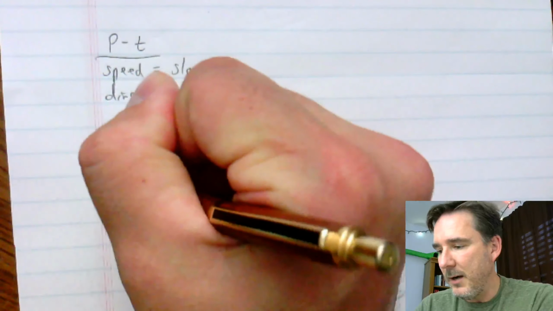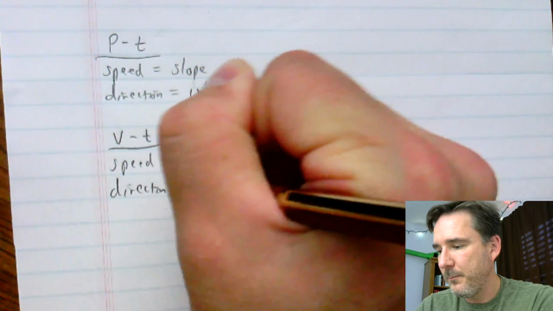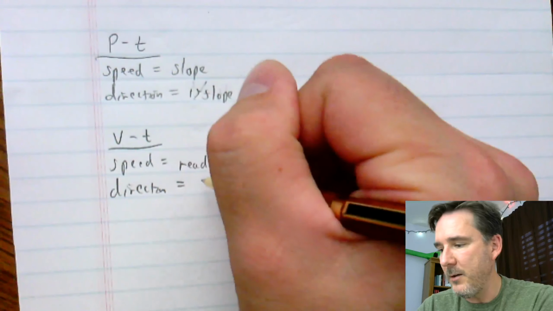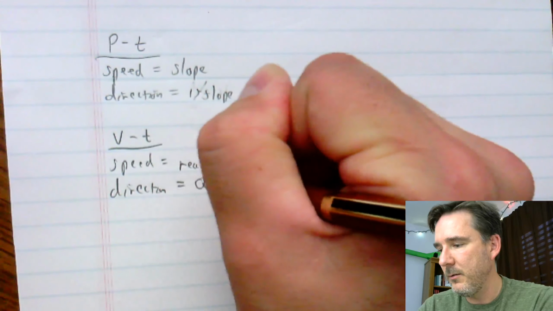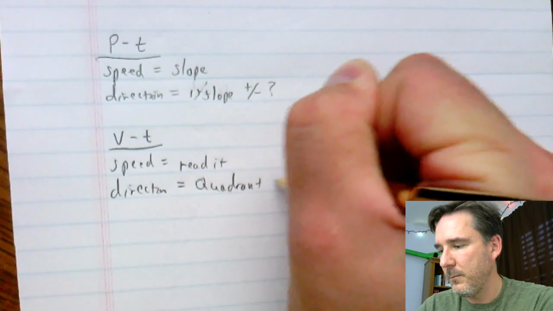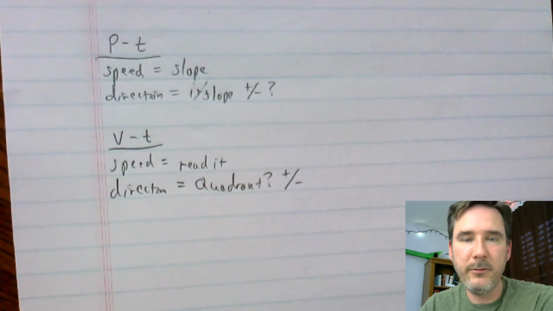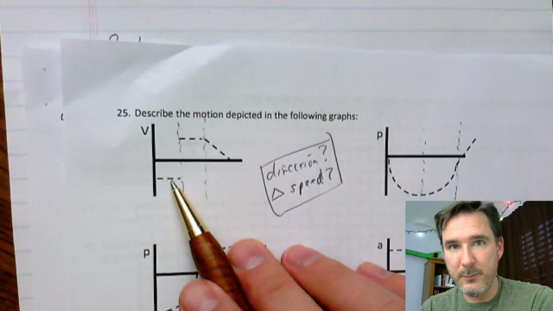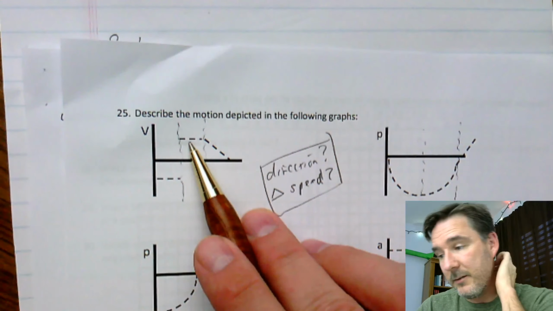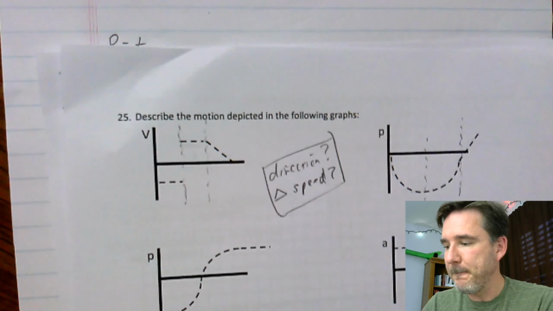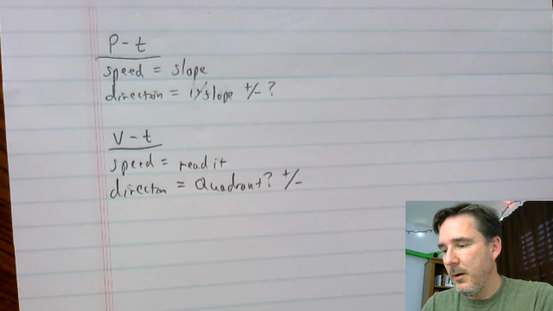When it comes to direction, well, for that you look at which quadrant. Is it the positive or negative quadrant? So that's how we knew this one was negative, it was moving backwards, it was moving in the negative direction because it's in the negative quadrant. This one's in the positive quadrant, so it's moving positively. All right.